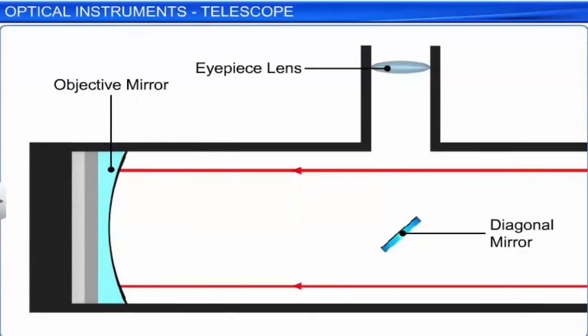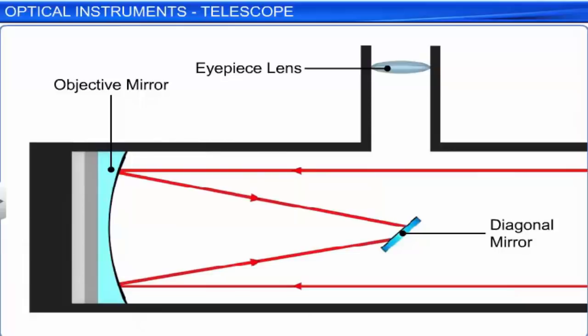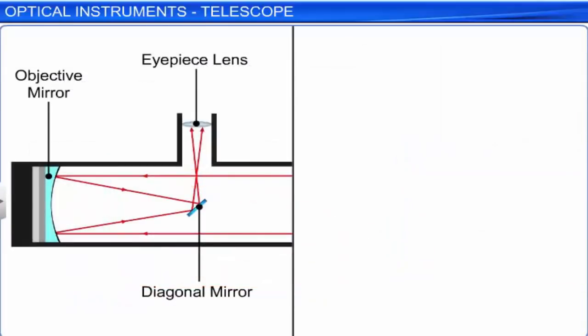Since a mirror weighs much less than a lens, reflecting telescopes are easy to handle mechanically. In some of the reflecting telescopes, a convex secondary mirror is used to focus the incident light onto the eyepiece.